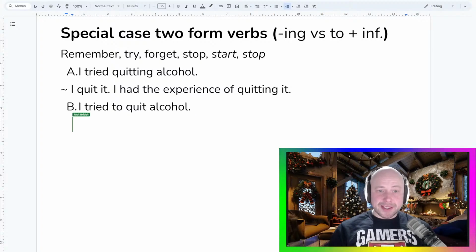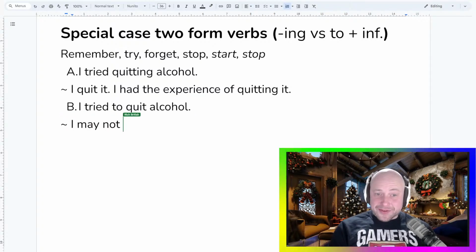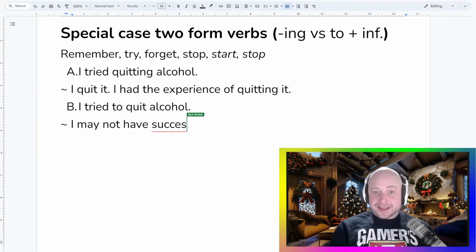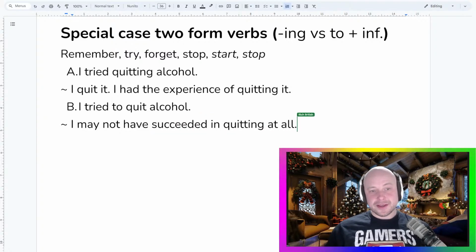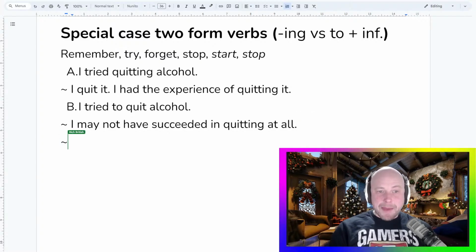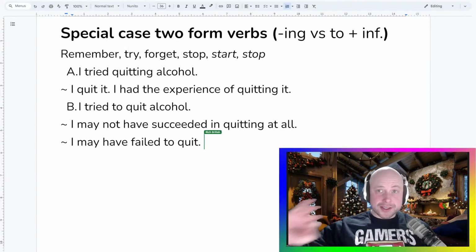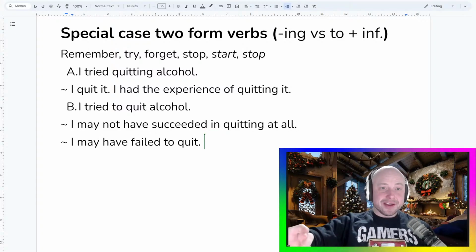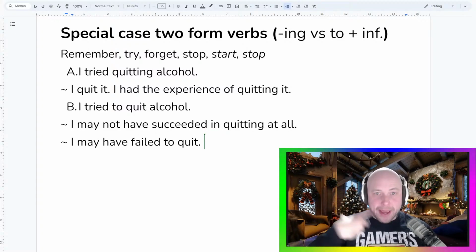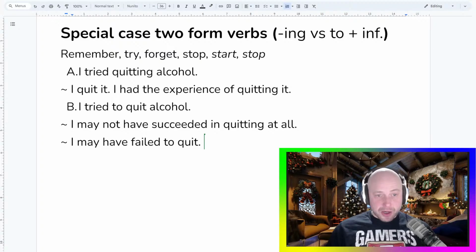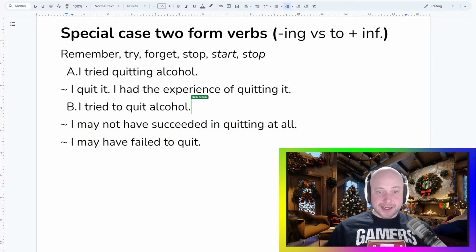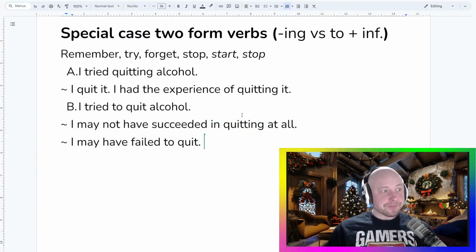Whereas with this one, I tried to quit means I may not have succeeded in quitting at all. So I may have failed to quit at all, as in I didn't quit ever. I just tried to quit and kept drinking. That is possible with the second one.